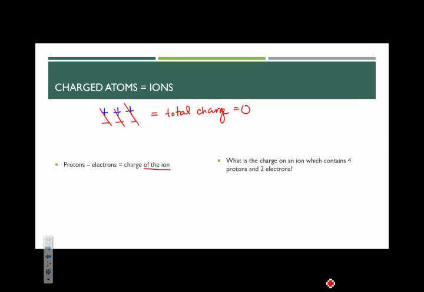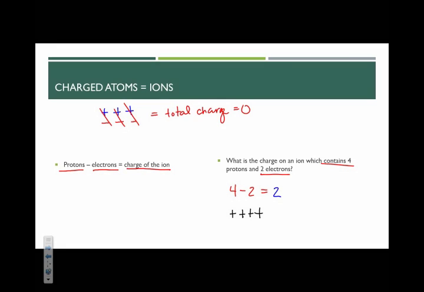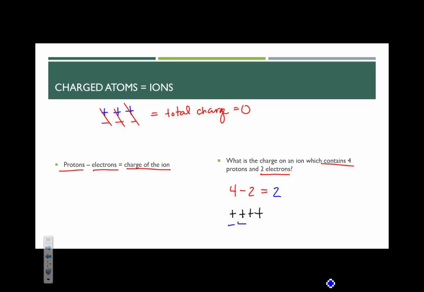So the charge of an ion is going to come from taking your protons and subtracting your electrons. So it's pretty straightforward. If I had 4 protons and 2 electrons, then I would say 4 minus 2 equals, doesn't equal 0. Oh my goodness, my brain is tired. That equals 2. And let's draw a picture here to help. So we have 4 protons and we have 2 negatives. So these guys cancel out and I still have 2 pluses left over. So plus 2 is my charge, just like I predicted.